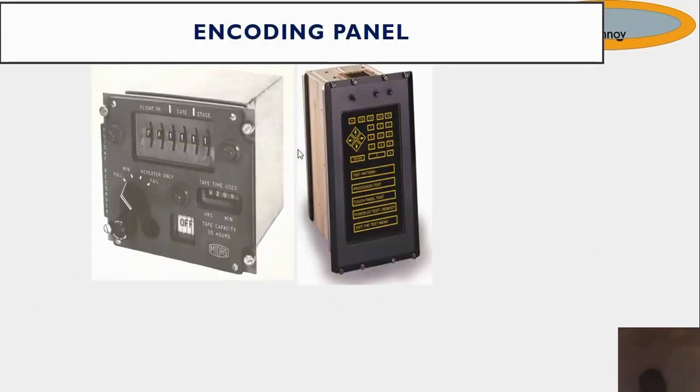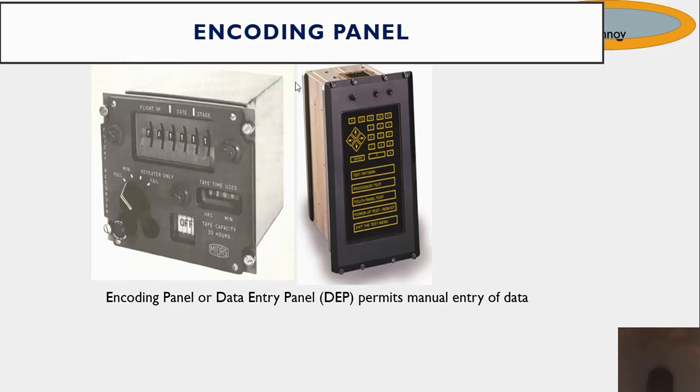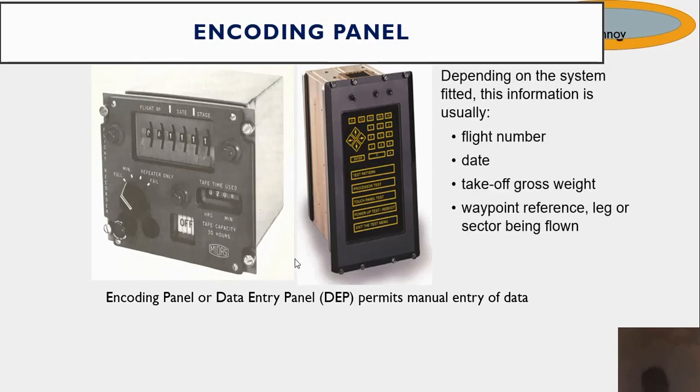The encoding panel or data entry panel permits manual entry of data. Depending on the system fitted, this information is usually flight number, date, takeoff gross weight, waypoint reference, and leg or sector being flown.